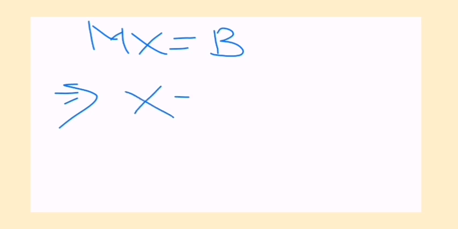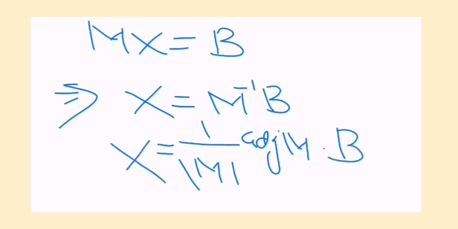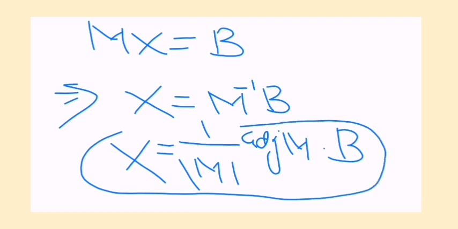Now, the system MX is equal to B can be written as X is equal to M inverse B, but M inverse is equal to 1 over determinant of M, adjoint of M. So X is equal to 1 over determinant of M, adjoint of M multiplied by B.